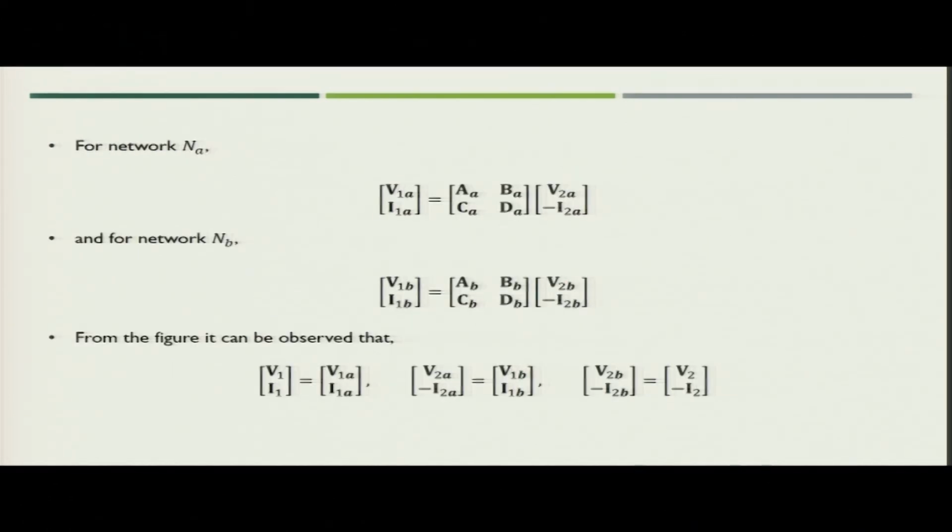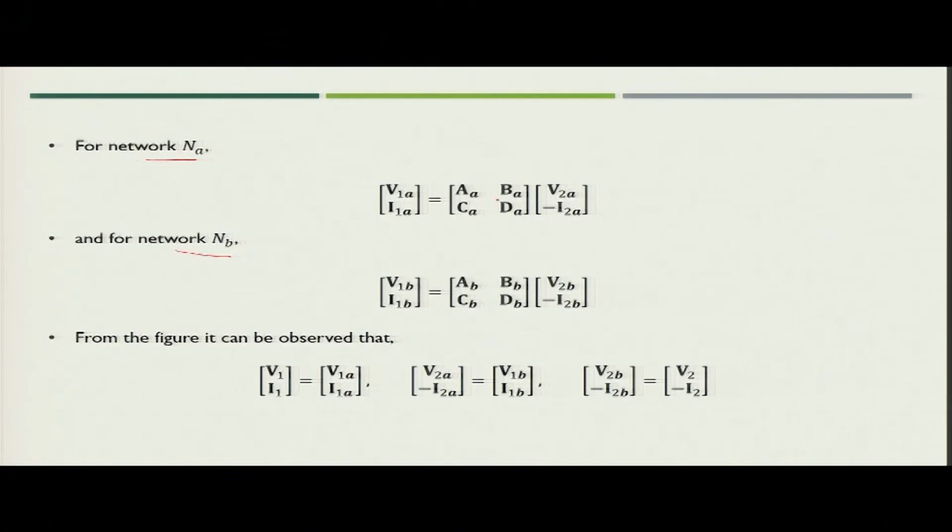So, let us write first the network equations for these two port networks. We can write for network A: V1A, I1A, the input side vector, equal to the A, B, C, D matrix of network A into V2A and minus I2A, the output vector for network A. Similarly, for network B also we can write V1B, I1B as an input vector equal to the A, B, C, D parameters of network B multiplied by the output vector V2B and minus I2B.